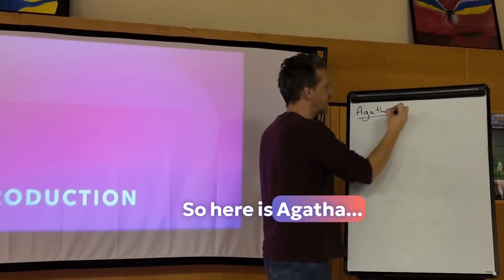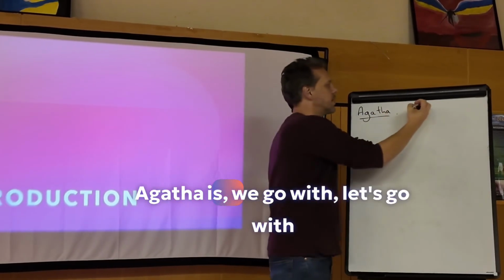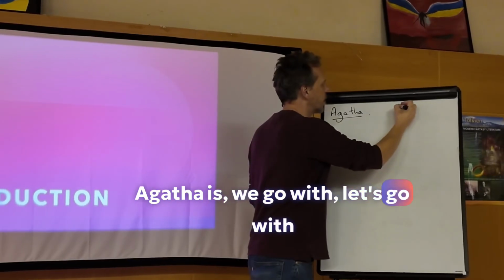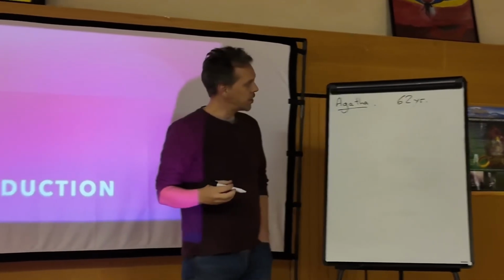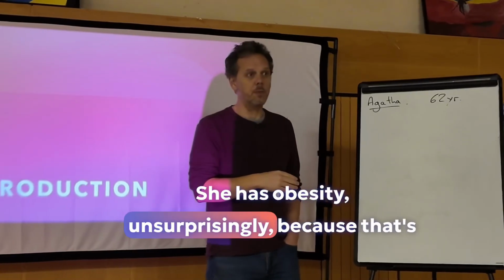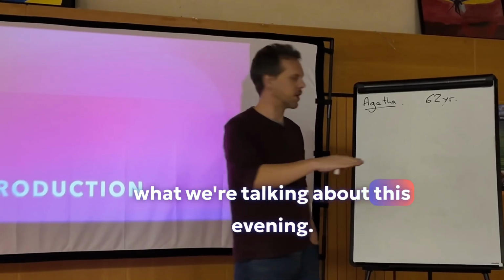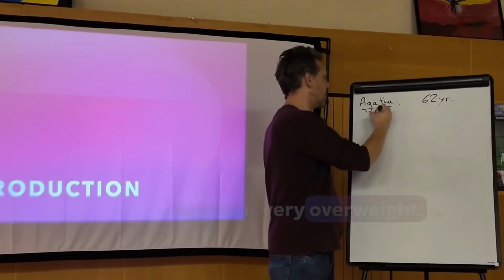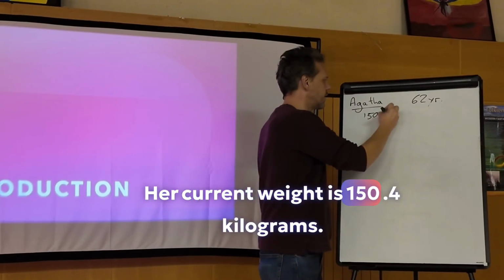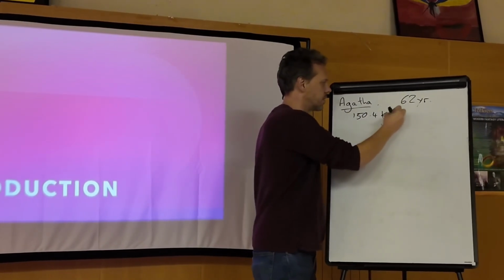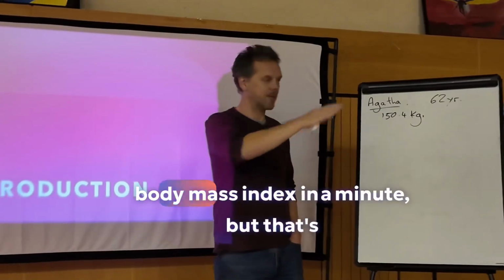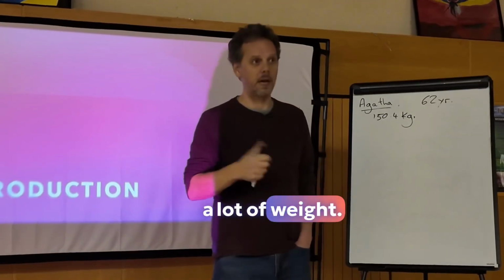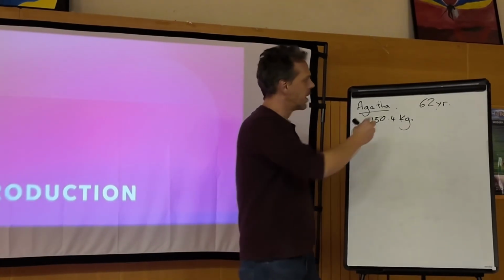So here is Agatha. Let's go with somewhere around 62 years of age. She has obesity, unsurprisingly, because that's what we're talking about this evening. Agatha is very overweight. Her current weight is 150.4 kilograms. I'm not going to give you a height, so we'll talk about body mass index in a minute, but that's a lot of weight. So that's where they are at the moment.